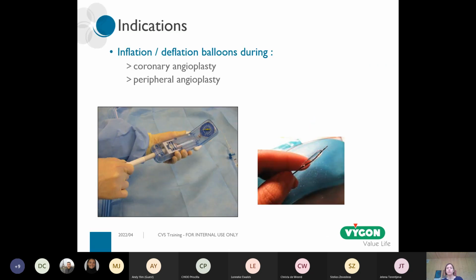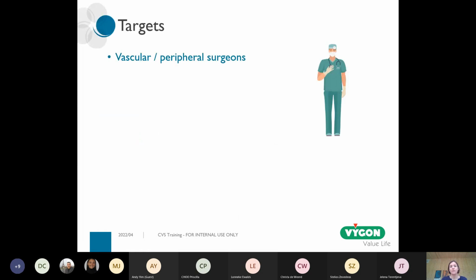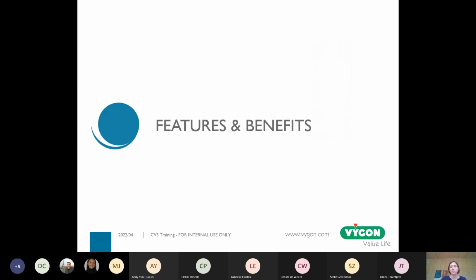Dolphin is used to inflate and deflate balloons during coronary angioplasty and peripheral angioplasty. You can see here the balloon when it is inflated. The targets are the vascular peripheral surgeons, the interventional cardiologists, and the interventional radiologists. What are the features and benefits of the Dolphin?